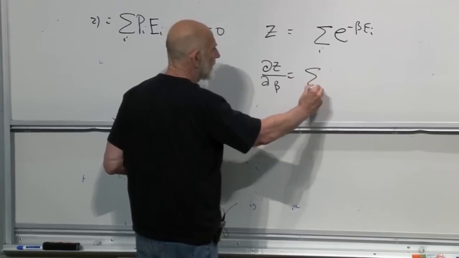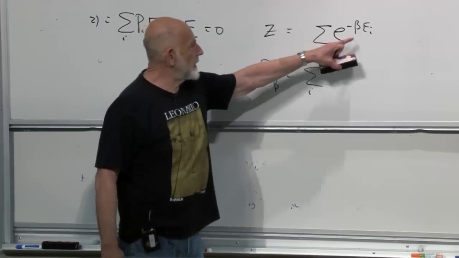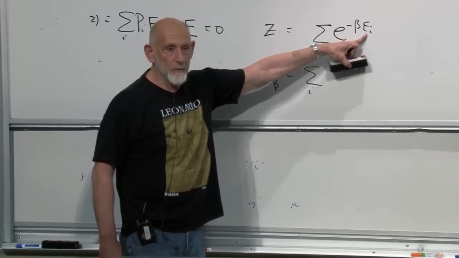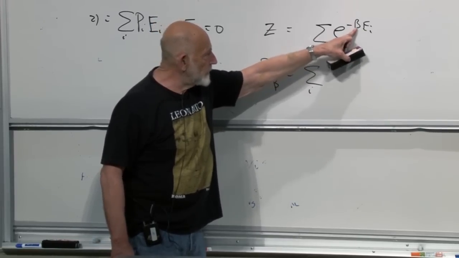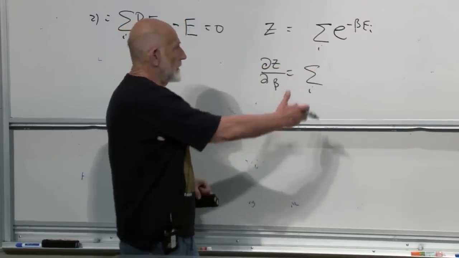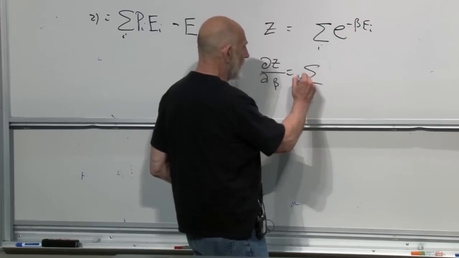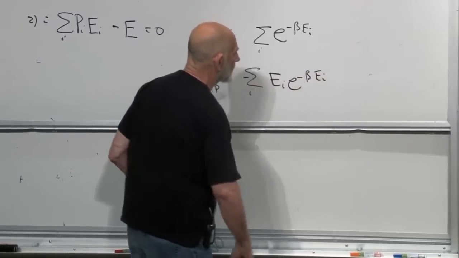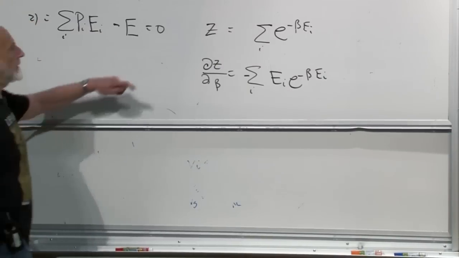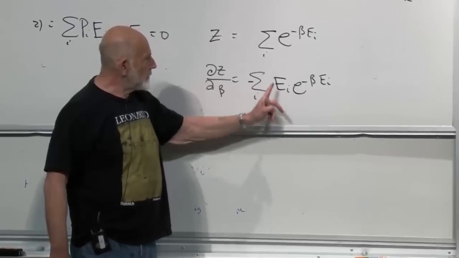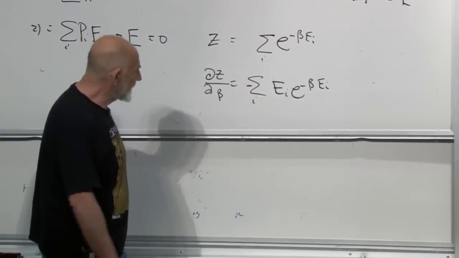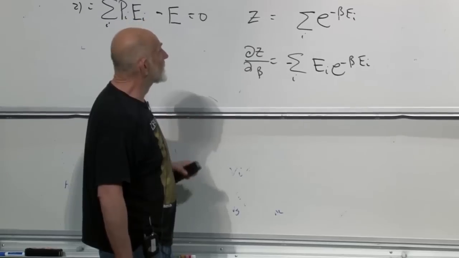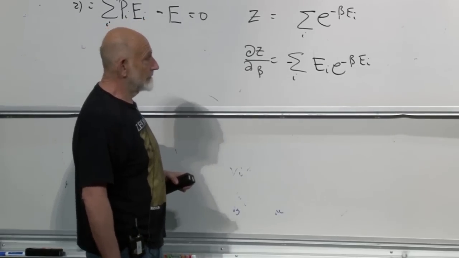What do we get on the right side? How do you differentiate this with respect to beta? You just pull down a factor of minus E sub I. The derivative of an exponential with respect to the argument in the exponential just gives you a factor of what's in the exponential. So it gives you a minus sign, an E sub I, and an e to the minus beta E sub I. Does everybody recognize that the derivative of each of these terms just pulls down a factor of minus E sub I? Okay. But now, the equation for Z, shouldn't it be Z, 1 over Z?